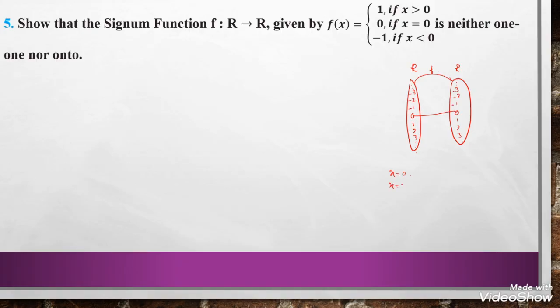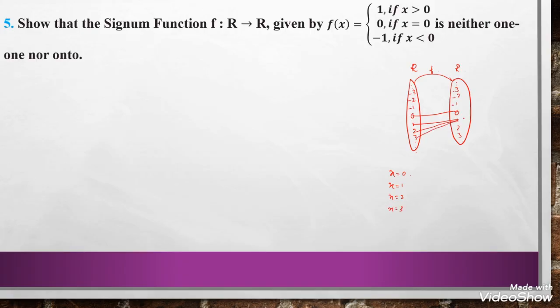Again, x is equal to 1. The value becomes 1, since x is equal to 1 means always greater than 0. So 1 is related to 1. If x is equal to 2, it is also greater than 0, so the image will be 1. X is equal to 3.